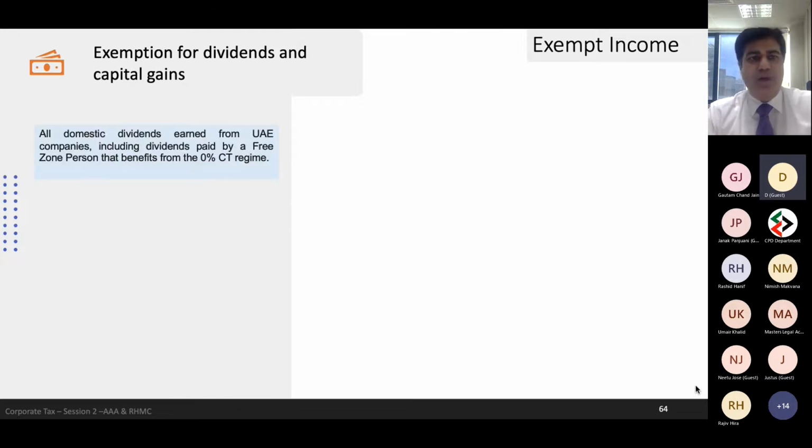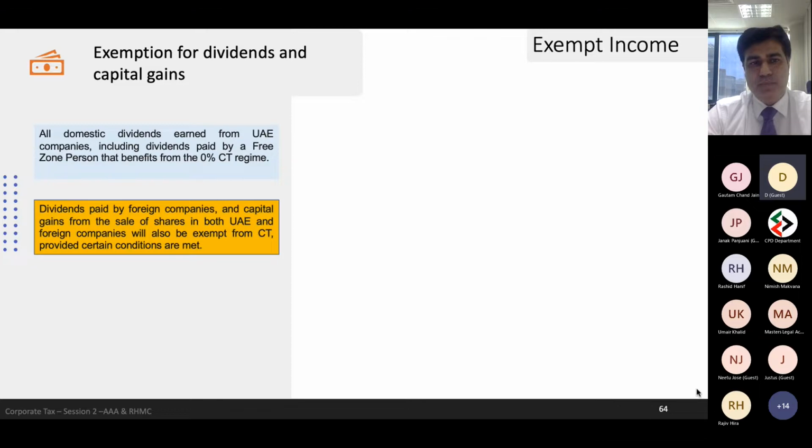In this case, all domestic dividends earned from UAE companies, including dividends paid by a free zone person that benefits from the 0% corporate tax regime. So for any dividend you receive from a UAE entity, you don't have to ponder whether this is taxable or not. It is going to be taxable at a 0% corporate tax rate. So we are calling it exempt, but exempt and 0% corporate tax are what we need to differentiate. It's taxable but zero rated. But they are exempt income from the company's corporate tax perspective.